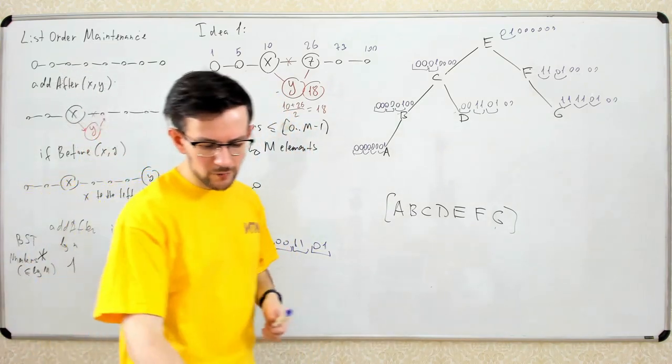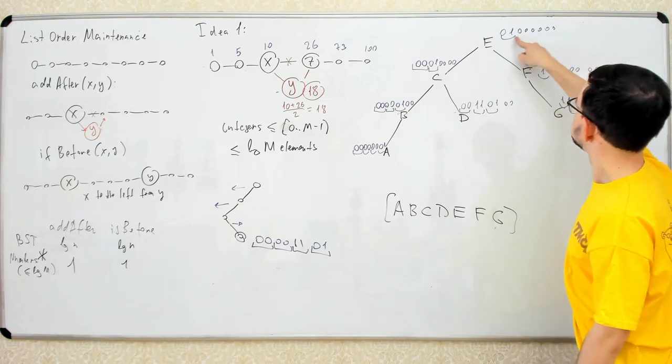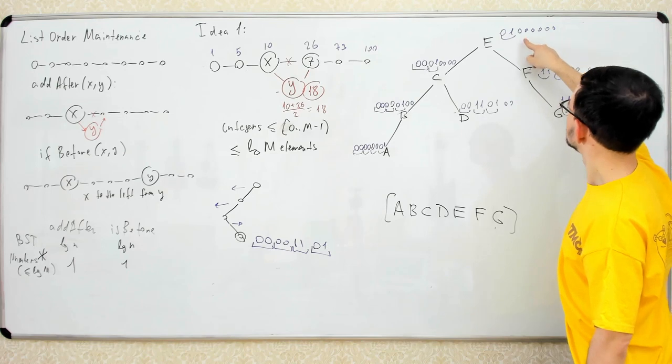So what numbers do I have? Here I have 2, 4, 16, 32.